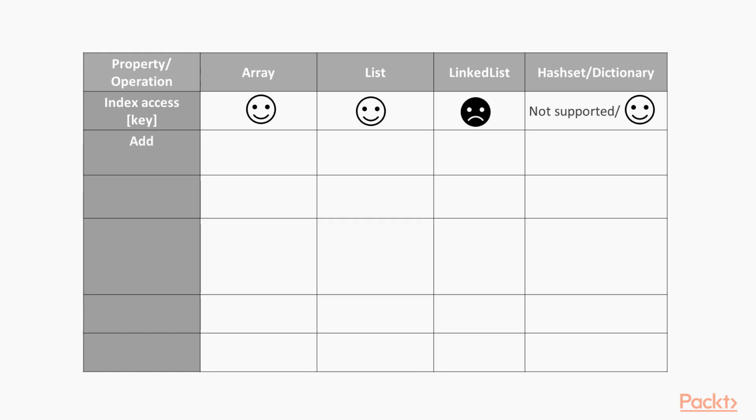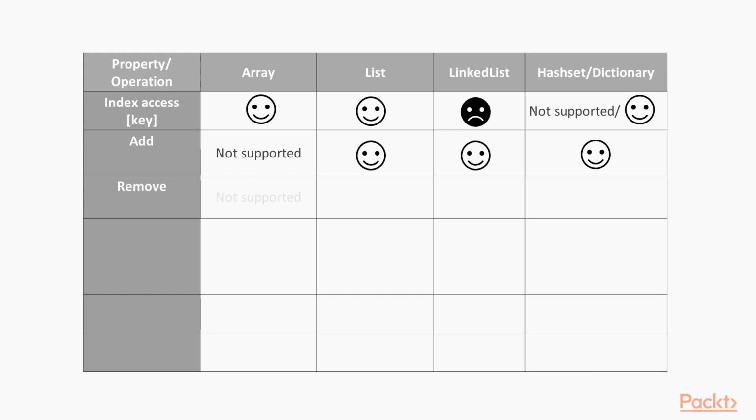The addition operation, of course, in the array is not supported, whereas in the list it is constant time, except when we fill the underlying array, but that happens very rarely. And for linked list, it's just adding another link, and for Hashset and dictionary, it's also relatively fast.